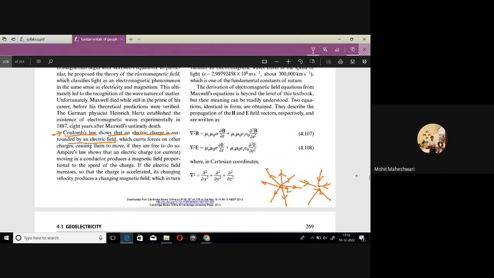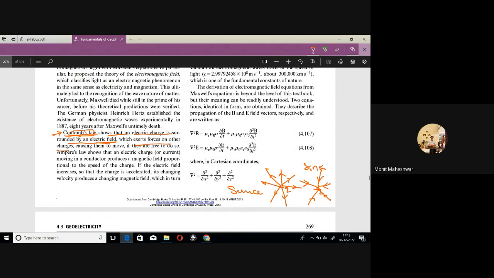So for the positive charge, the electric field direction is radially outward, so it behaves as a source of an electric field. And for the negative charge, the field lines are inside, or you can say toward the center. Okay, radially inward, so this will behave as a sink of an electric field. So what Coulomb's law says is that an electric charge is surrounded by an electric field. This electric field exerts a force on another charge.